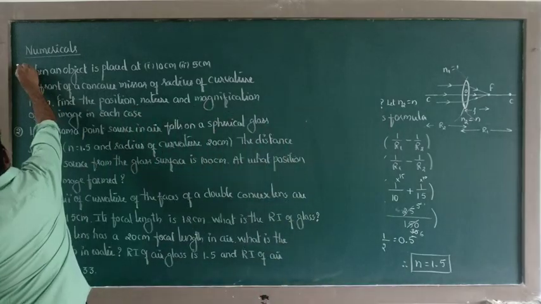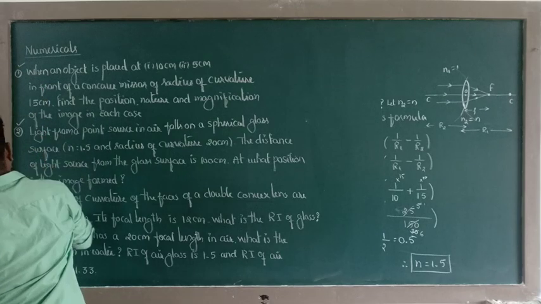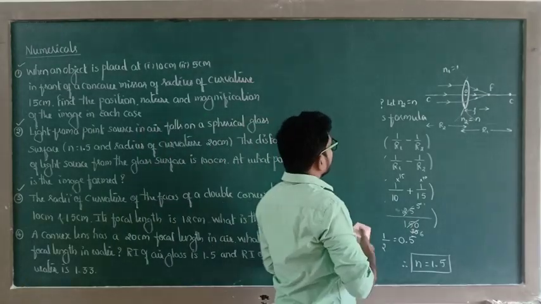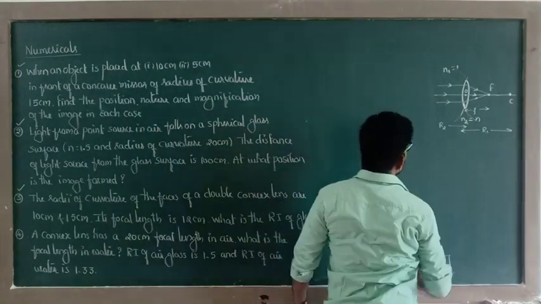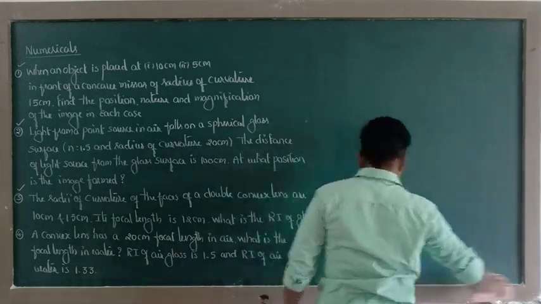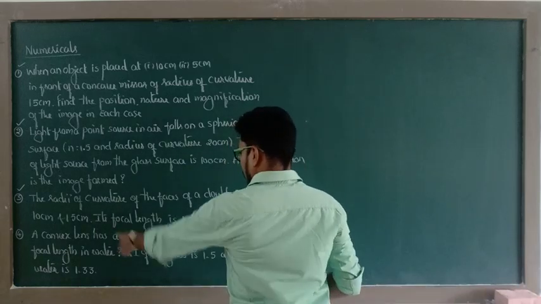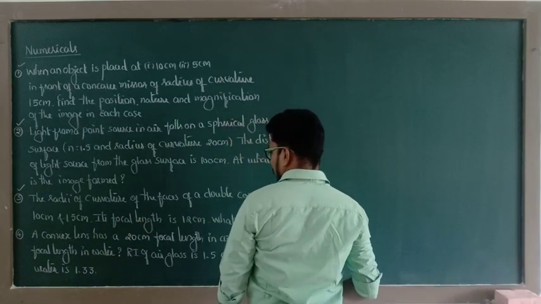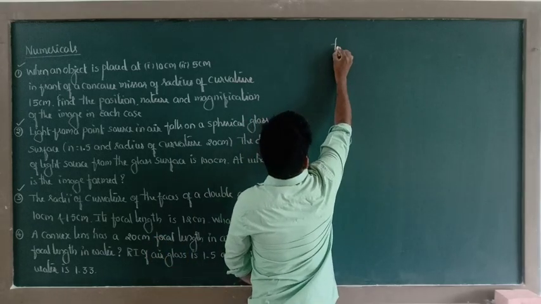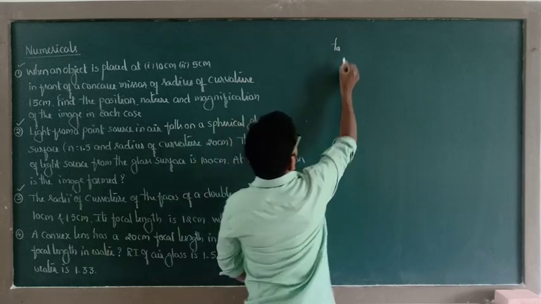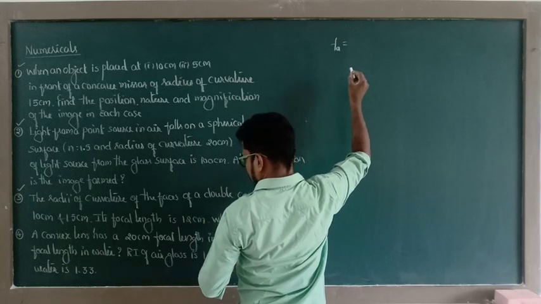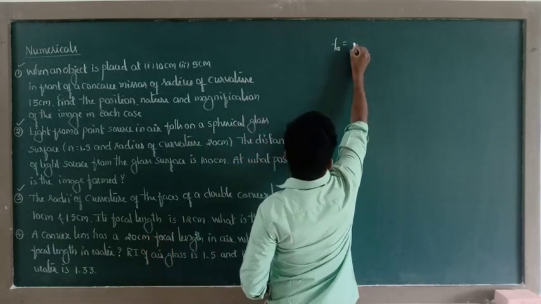First one is over, second one is over, third one is also completed. Fourth one. A convex lens has a 20 centimeter focal length in air. Let us take f subscript a, the focal length in air, is equal to 20 centimeter.